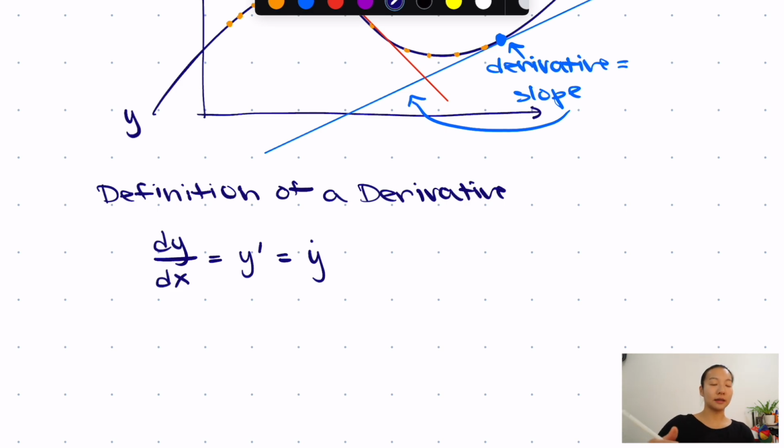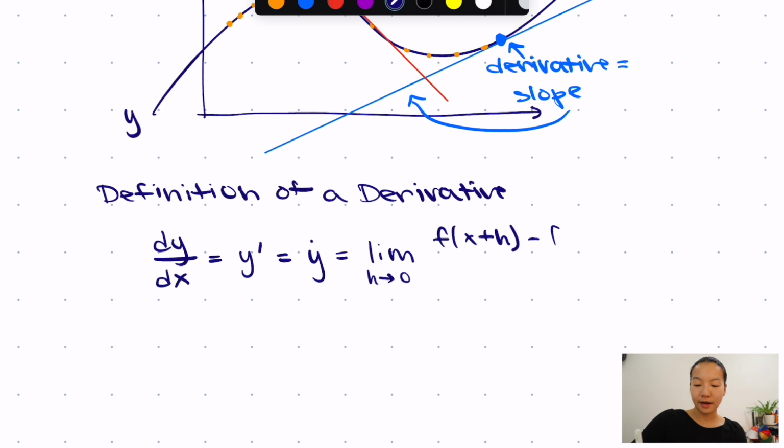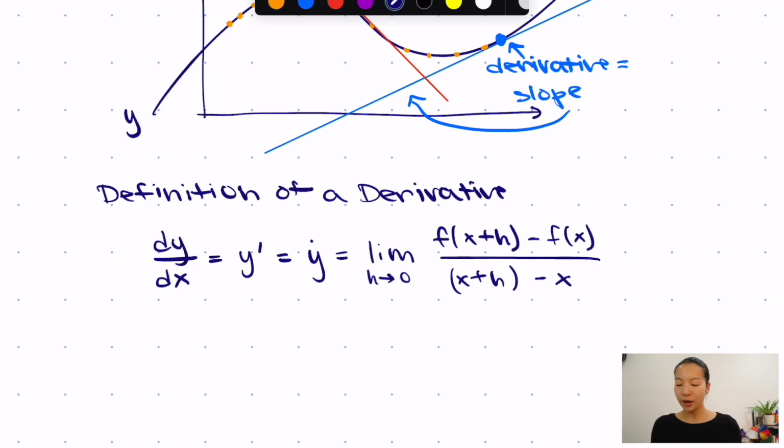So all of these things are equal to the limit as h gets closer and closer and closer to 0. So I'll explain what all of this means. Let me write it down first. f of x plus h minus f of x divided by x plus h minus x. Okay, what does that even mean?